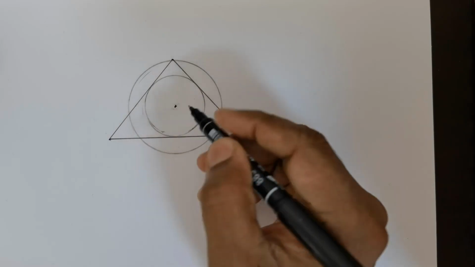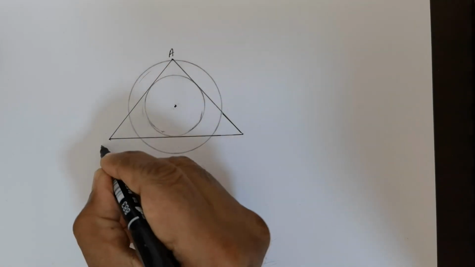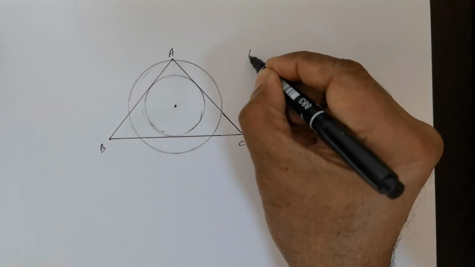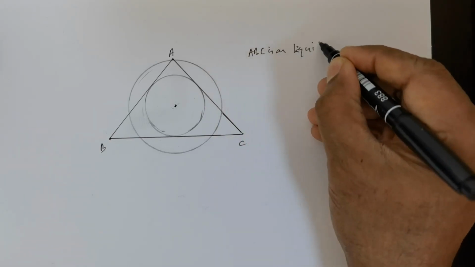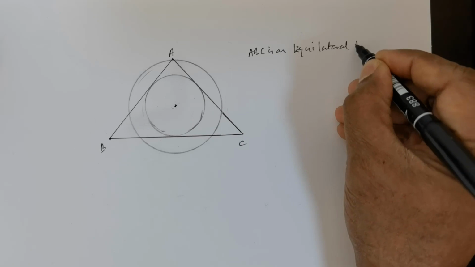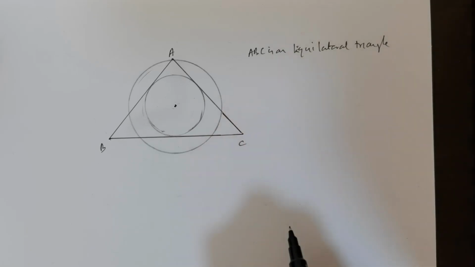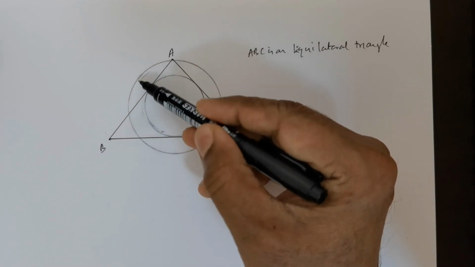So we have a circle and ABC is an equilateral triangle, and the objective is to find the area of the segment.